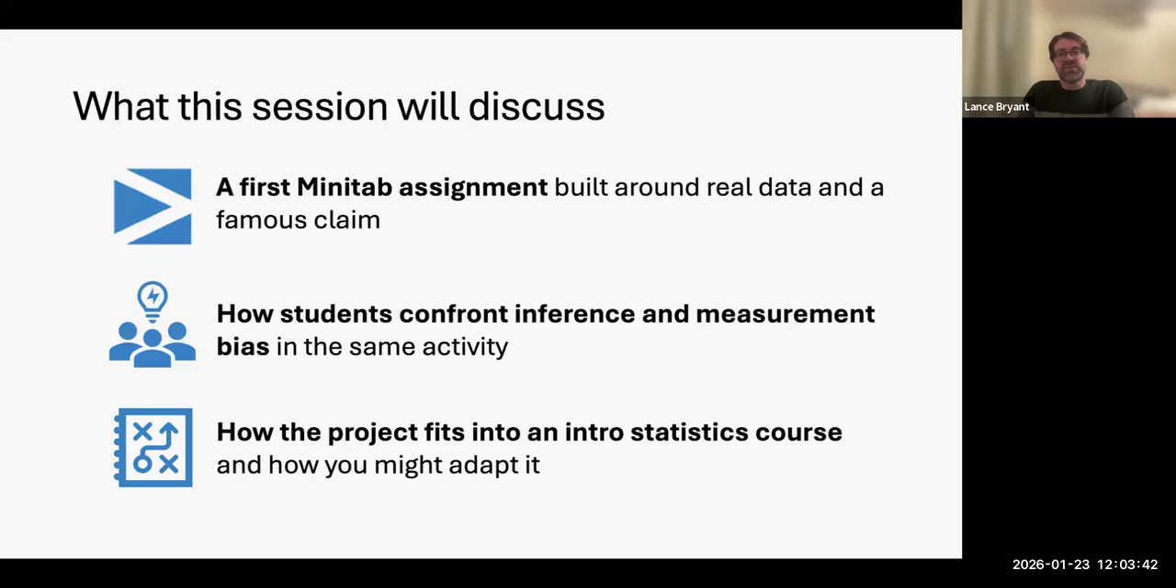This one served a few purposes. It was a first Minitab assignment for these students, so I was walking them through how to work with Minitab as this went along. I wanted them to do two things at once: look at inference, since that's what we were covering in class, but also work in a little bit about measurement and bias, things like that.